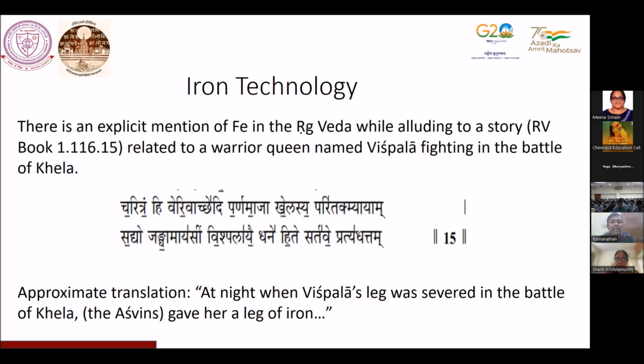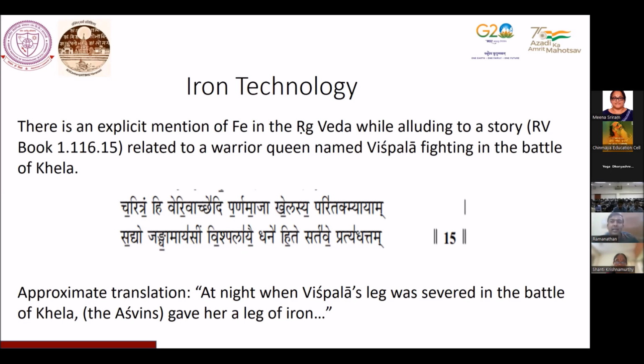the warrior queen named Vishpala, although there is some kind of dispute whether Vishpala was a warrior queen or the name of a horse. Let that debate be. This warrior queen, Vishpala, while fighting in the battle of Khela, had lost her leg, had injured her leg. And immediately, overnight, she was given a prosthetic iron leg. And she continued with the battle from the next day. So here we see a clear description of a prosthetic iron leg, Jangham Ayasim.